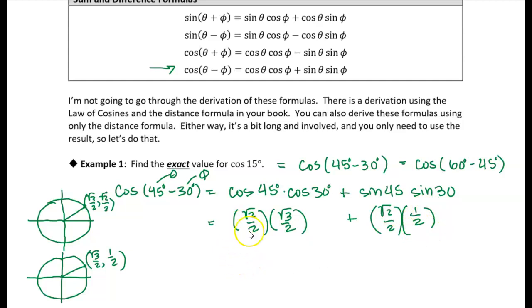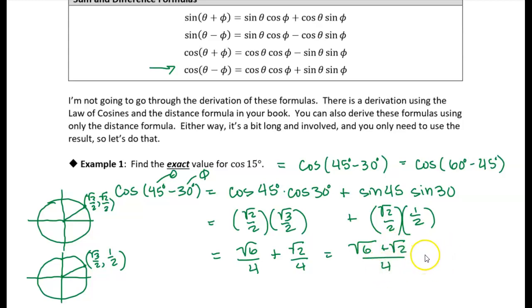Now it's just a little arithmetic to put this all together. I'm going to multiply these two fractions, square root 2 over 2, square root 3 over 2. I can multiply the numerators, I get the square root of 6, and then multiply the denominators, I get 4. Same way over here, I multiply the numerators, I get square root of 2, and the denominator is 4. So I can express that as one fraction: square root of 6 plus the square root of 2 all over 4. Now this is a fine answer right here.